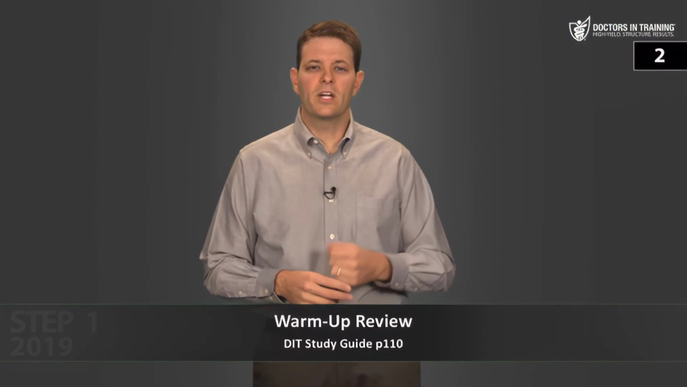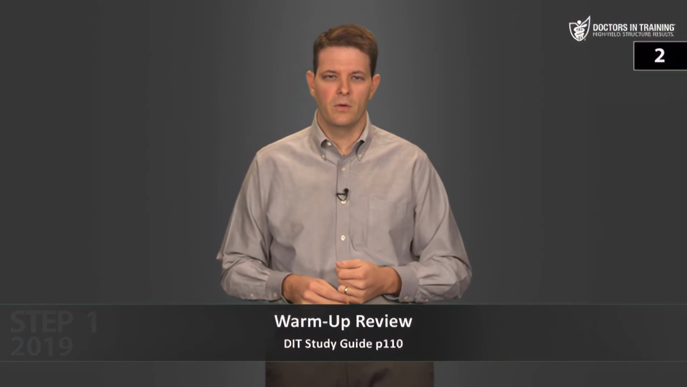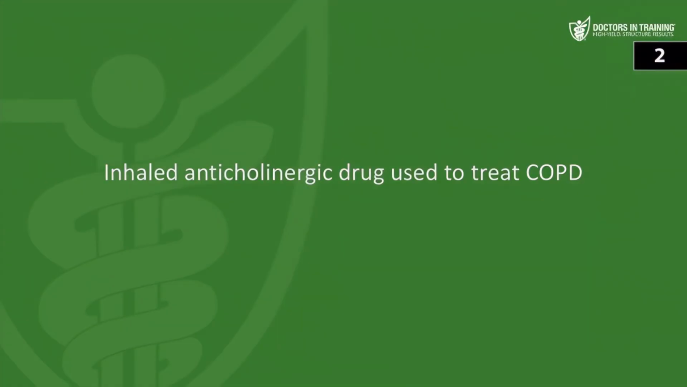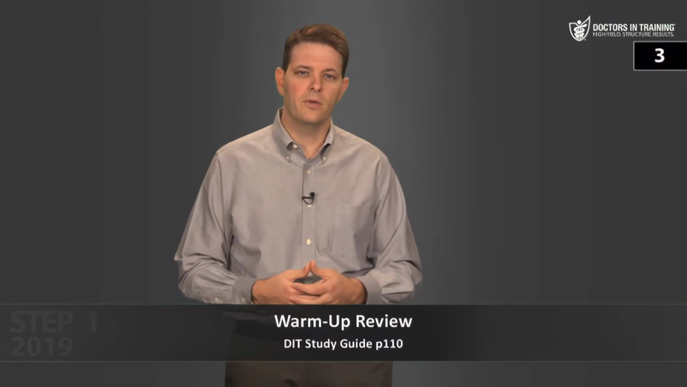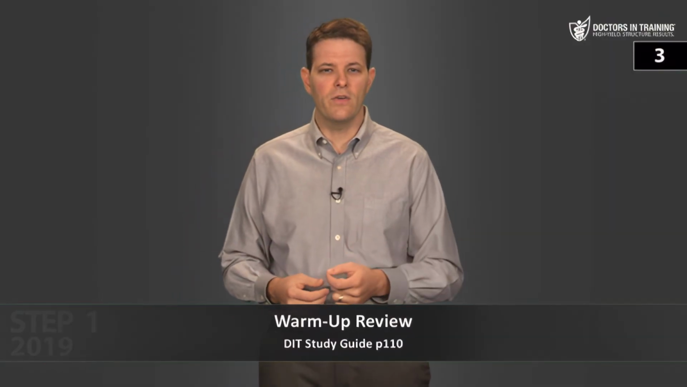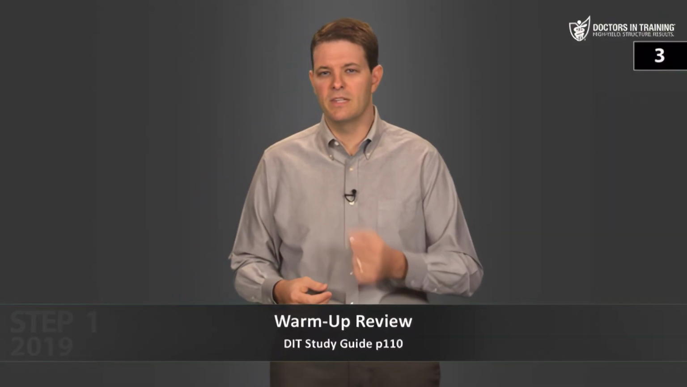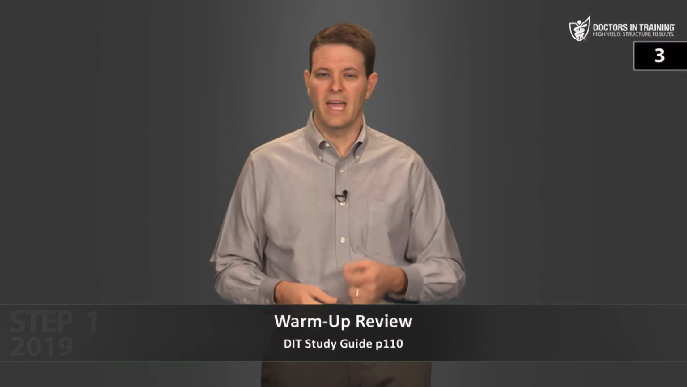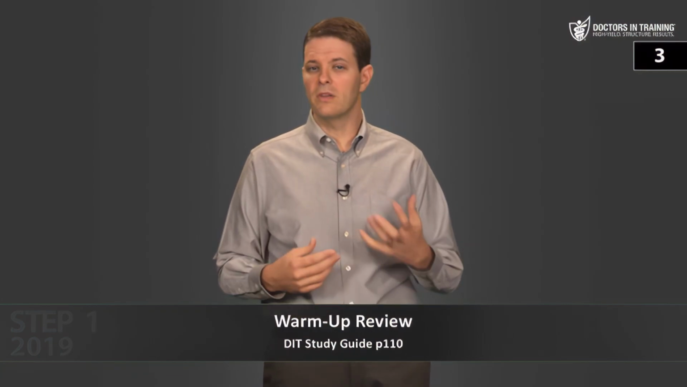Next question, what's the clinical use for tiotropium? Tiotropium is an inhaled anticholinergic drug that's used to treat COPD. It helps to relax the airway so it opposes bronchospasm. And the last one, a patient has facial angiofibromas, ash leaf spots of depigmentation, a history of seizures, and intellectual disability. What's the most likely diagnosis?